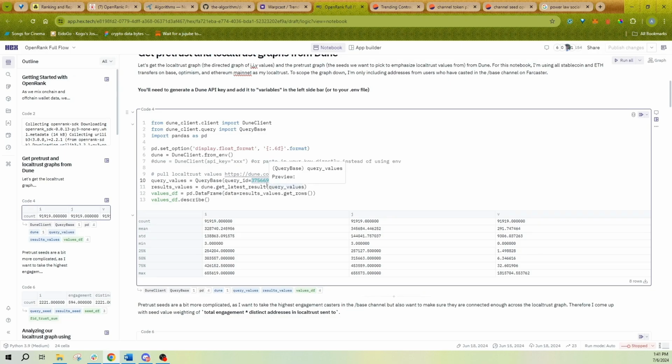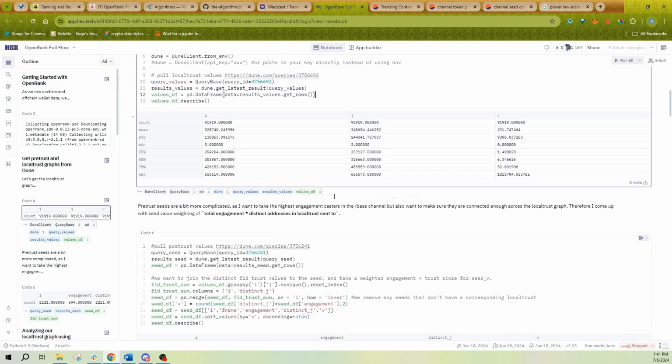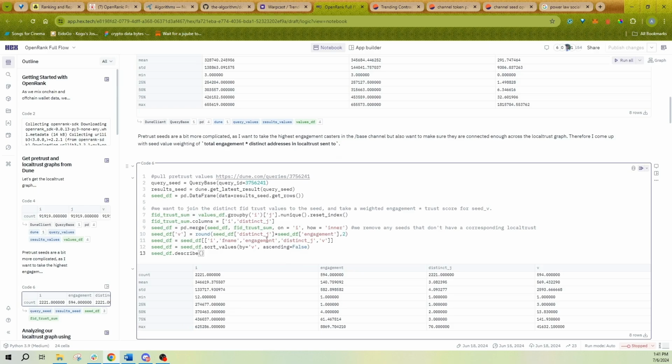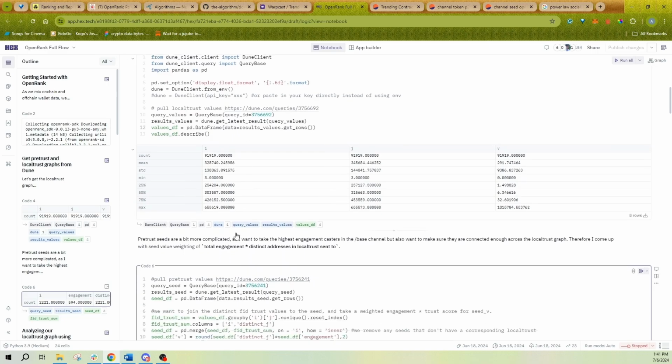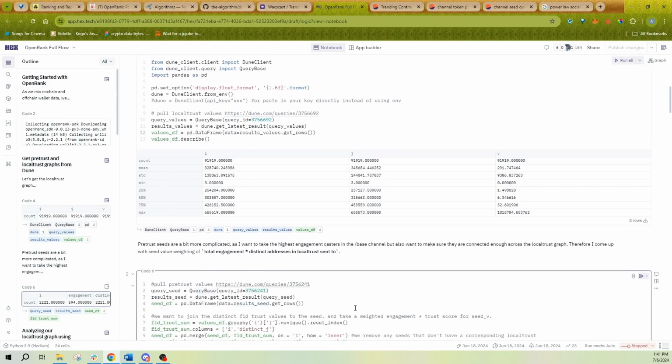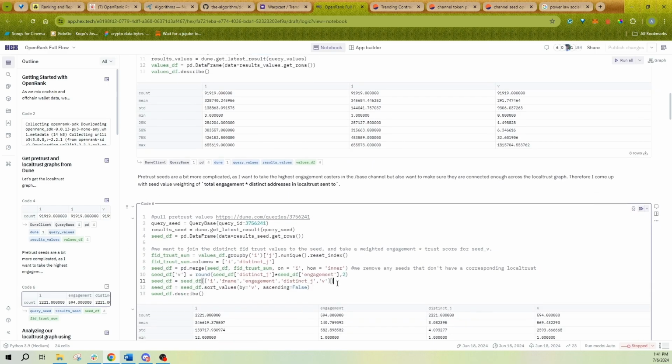3756692, 3756692. I'm just getting the rows here, and I'm also pulling the seed. I actually did an extra weighting here where I want to make sure of two things. One, I want to make sure that all of the seeds actually exist in this values graph. There could be seeds that I've chosen in the pre-trust that haven't transferred tokens for one reason or another, and so I have to ignore those.